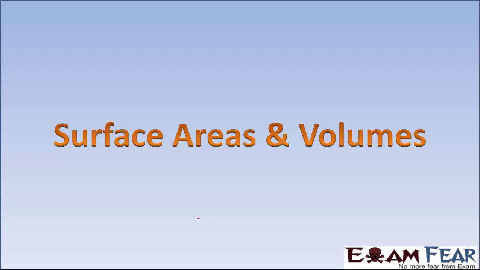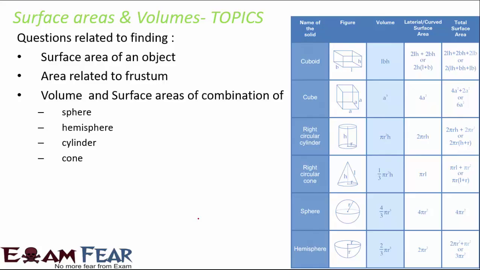This again is a high priority lesson and you can expect 3 to 5 questions. Some of the important topics are finding the surface area of an object, and area related to frustum, and I am sure all of you know what a frustum is. You all know what a cone is, right? This is how a cone looks, just like a birthday cap. Now if you remove the top portion of the cone, then whatever you are left with is a frustum.